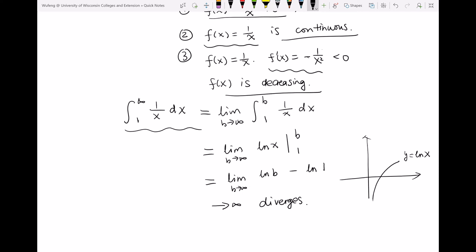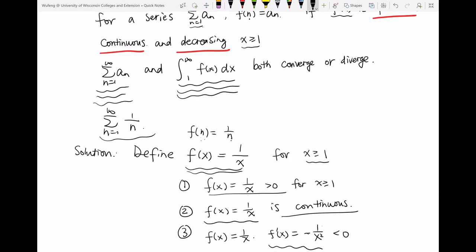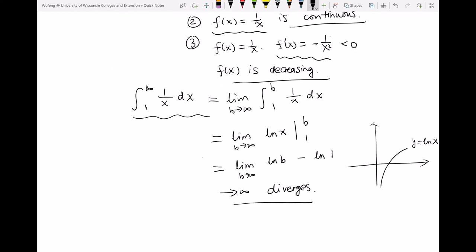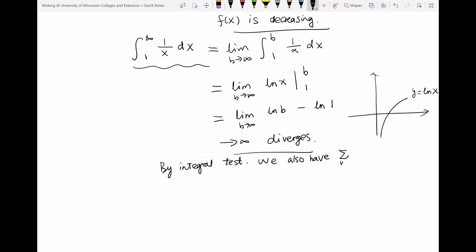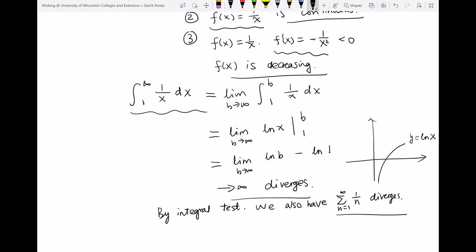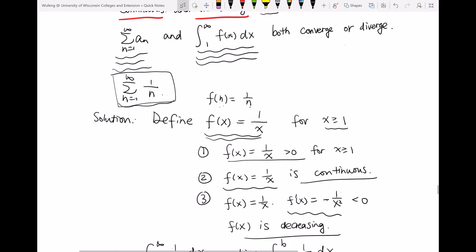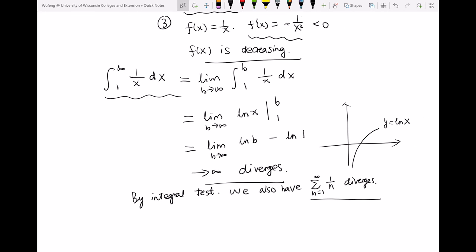Since we proved the integral of 1 over x from 1 to infinity diverges, then according to the integral test, if the integral diverges, the series also diverges. So by the integral test, we also have the series sum from n equals 1 to infinity of 1 over n diverges. Does it make sense? That's why the sum of 1 over n diverges. We discussed it yesterday: the limit of the nth term equals 0, but the series still diverges. Now let's continue and look at another example.